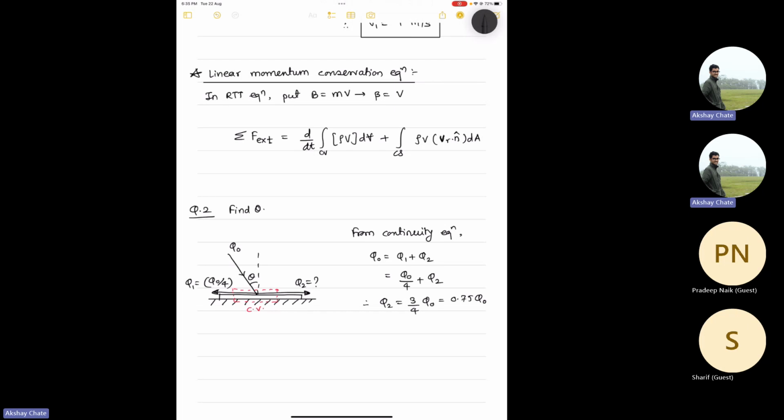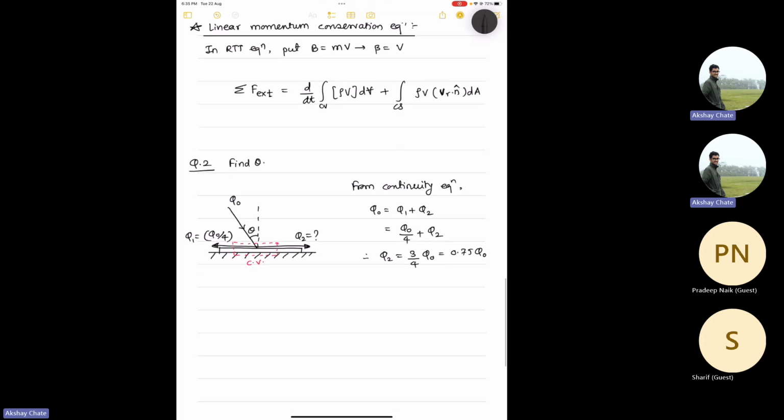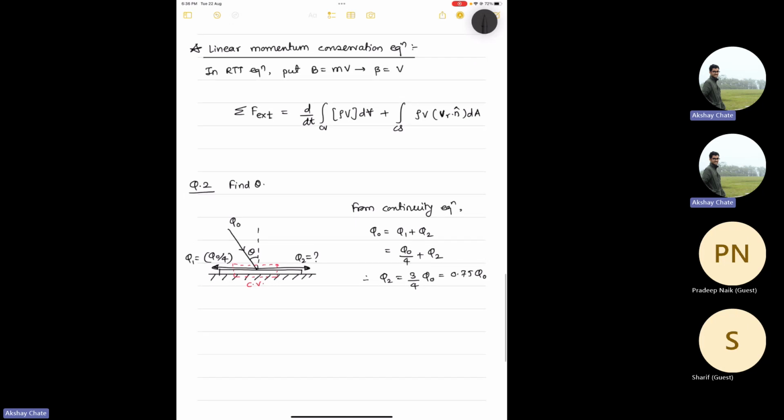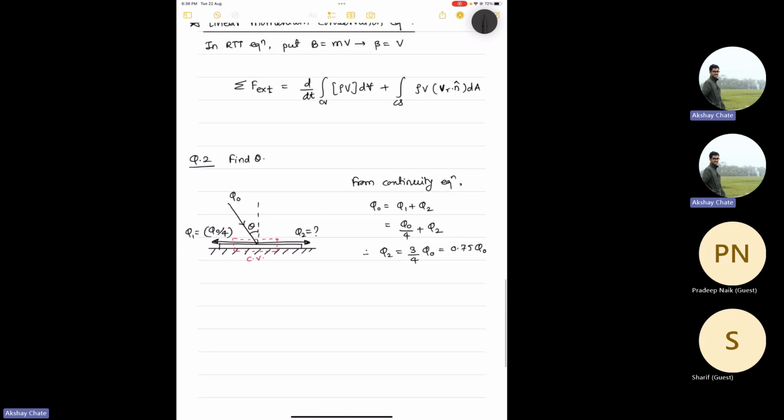So in that case, one can think of linear momentum conservation, because in this system there is no movement, no linear movement, no angular movement. So linear momentum will be conserved, and angular momentum will also be conserved. So let's say we are applying the linear momentum conservation equation.